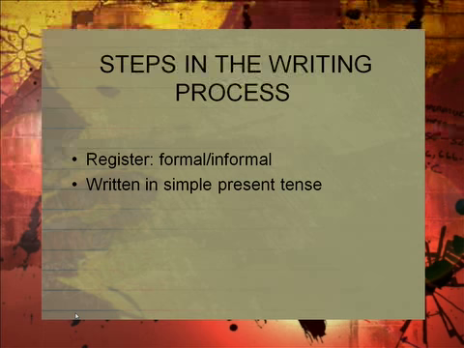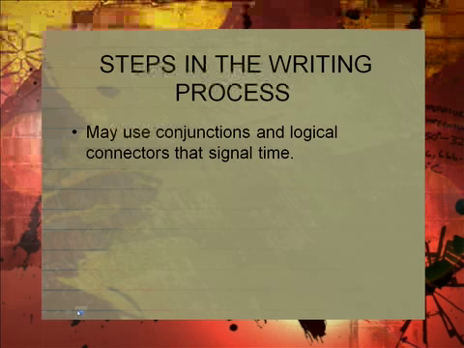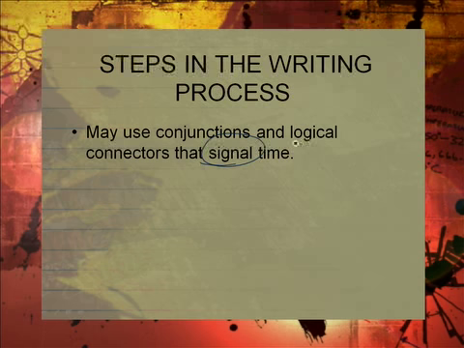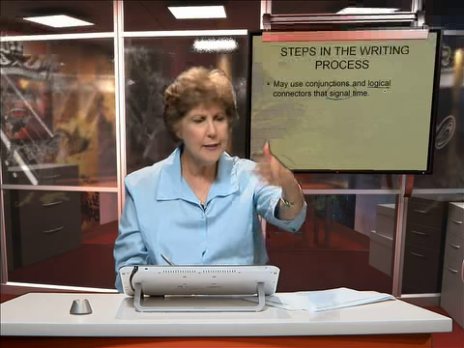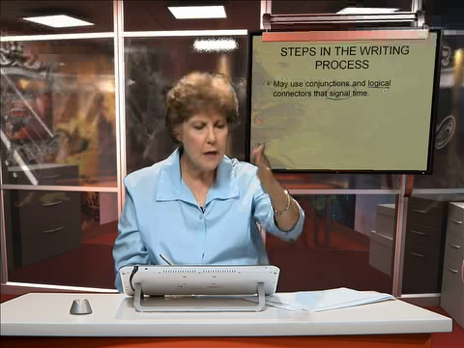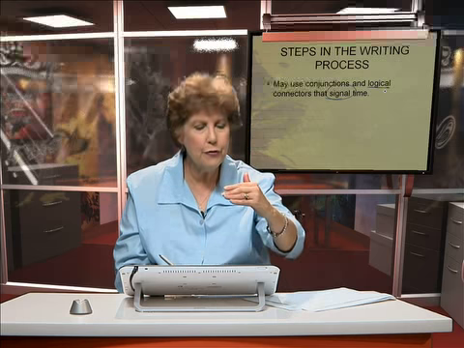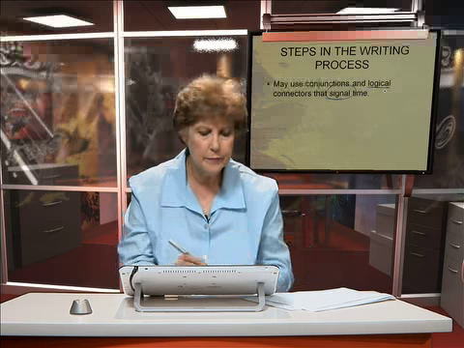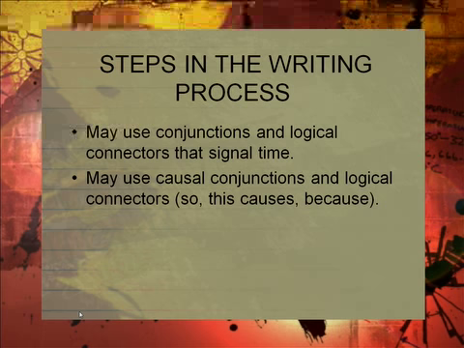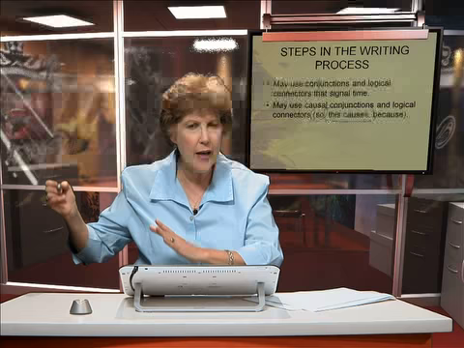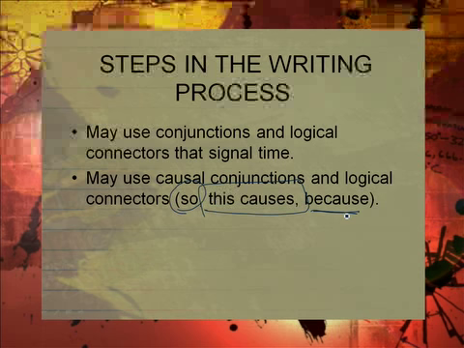We've talked about the fact that instructions and directions will probably be written in the simple present tense, which is also part of your register and your style, and that you may use conjunctions and logical connectors that signal time. Signal time is show you that you're dealing with time, and logic is this, then this, then this. That is logic. It is following in order. Then causal conjunctions and logical connections. The kind of examples that you might like to think about are words like so, or this causes this to happen, or a word like because.